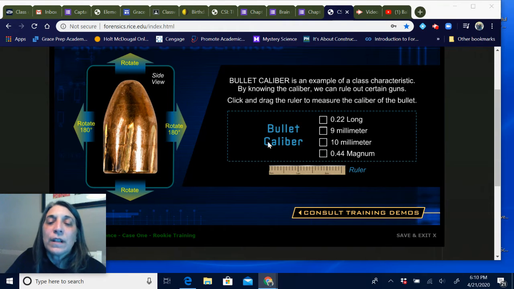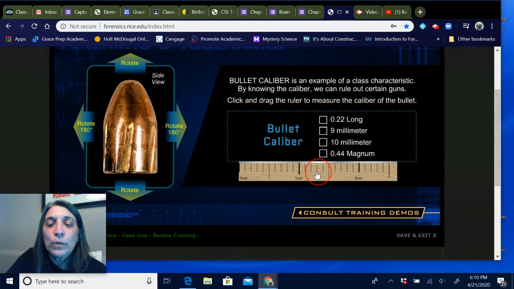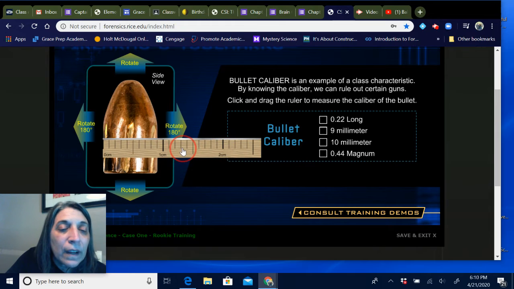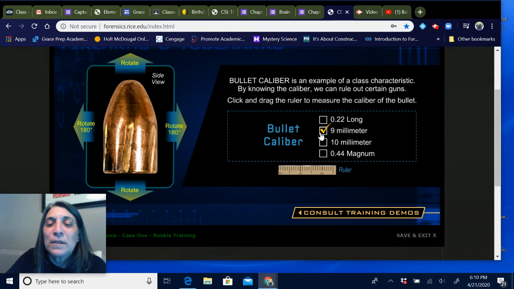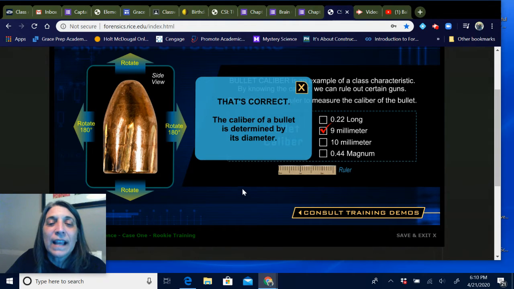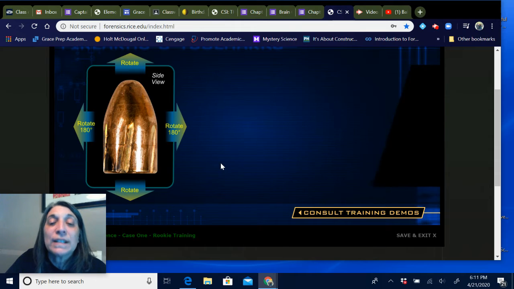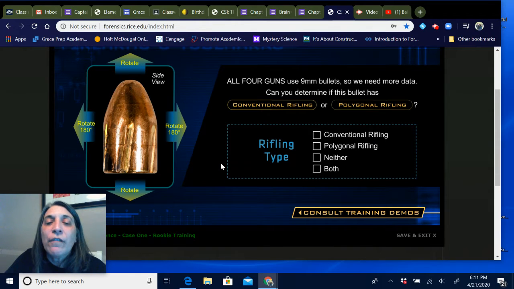So you can rotate. The first thing you want to do is figure out the caliber. You've got this ruler and it's in centimeters. You're going to come over here and hold it up. It's not a centimeter, it's actually 9 millimeters. You can see that it's not all the way to the 1 centimeter mark, so it's 9 millimeters. So you're going to click that. It's correct. So we know the caliber. It's a 9 millimeter. All 4 guns use 9 millimeter bullets, so that doesn't really help us.